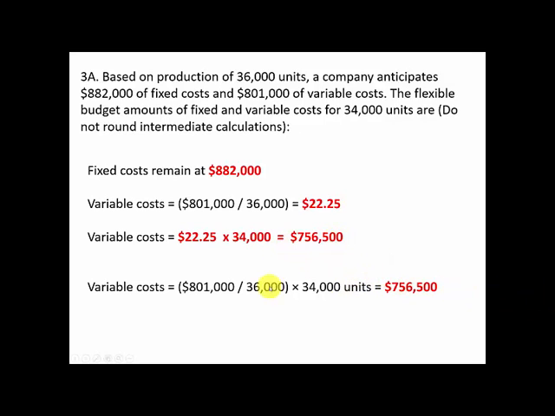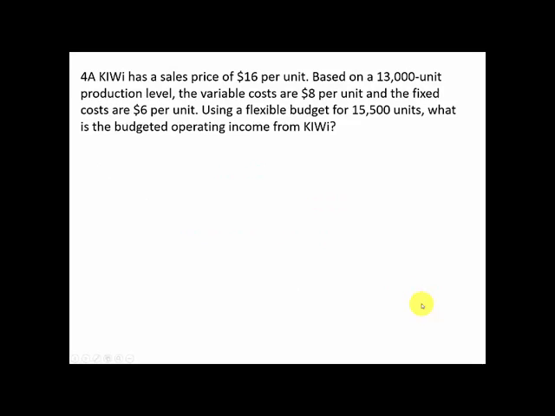Yeah, that's how we made the calculation. The 801, which was the current volume of total variable cost, divided by that level that we were currently operating at, 34,000 units. That fraction times 34,000 units gives us $756,500.